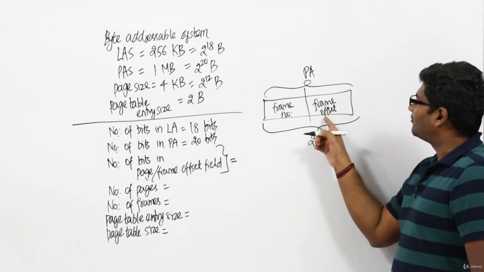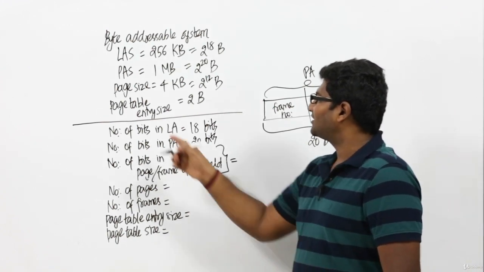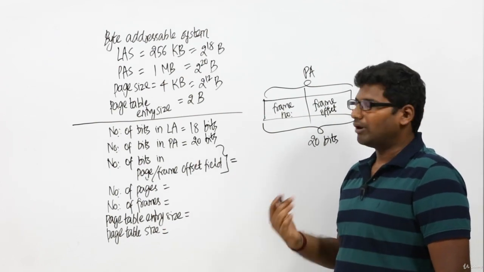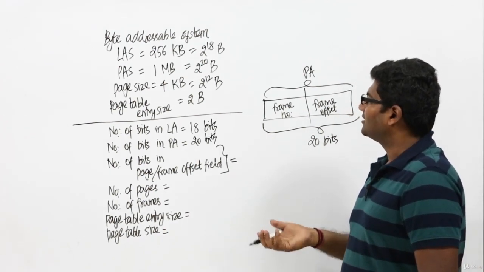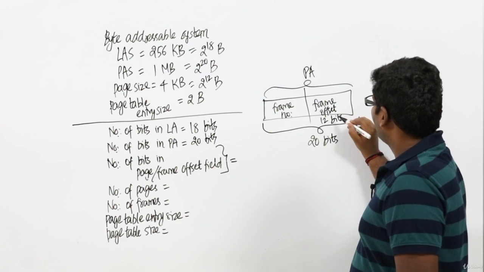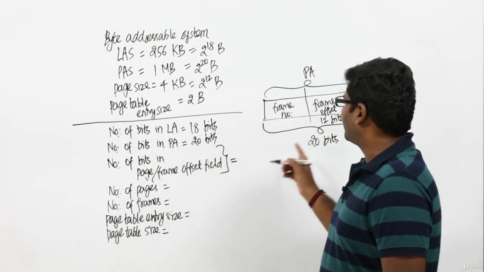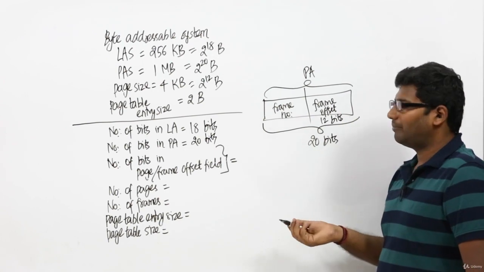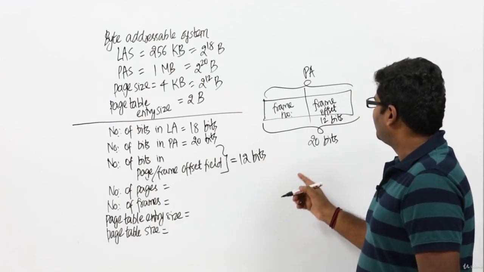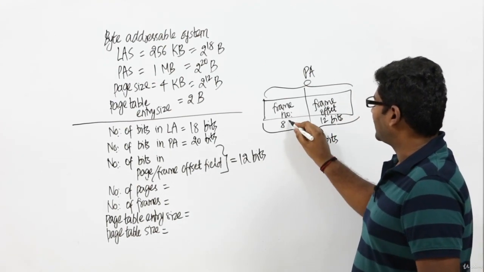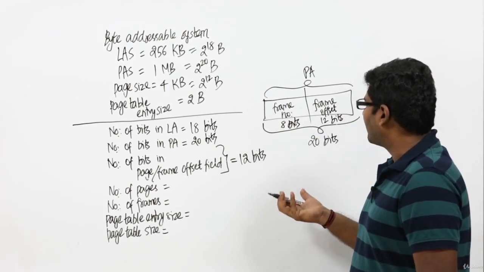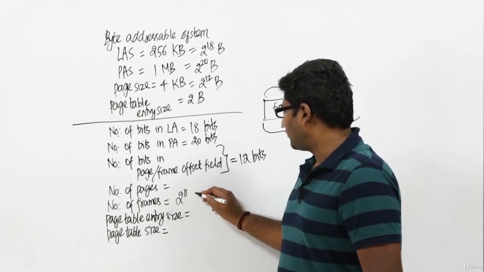Now what is the frame offset field? That depends on the size of a single page. If page size is equal to 2 power 12 bytes, then frame size will also be 2 power 12 bytes. In order to address 2 power 12 bytes, we need 12 bits. So the frame offset field is nothing but 12 bits. If the frame offset field equals 12 bits, then the page offset field will also be 12 bits. So if this is 12 bits, then this will be 8 bits. So the number of frames is nothing but 2 power 8. We have 2 power 8 frames in our RAM.